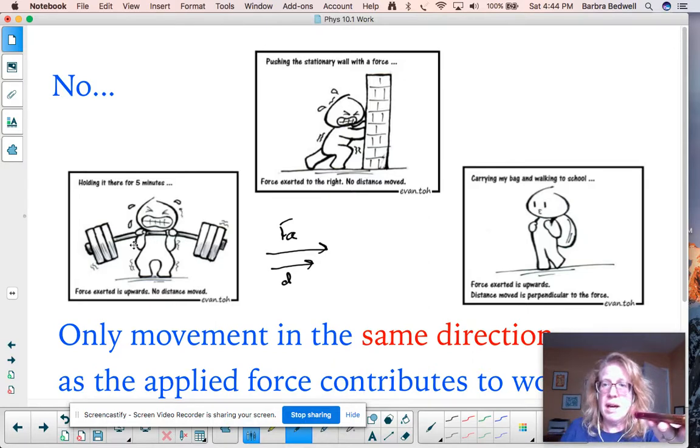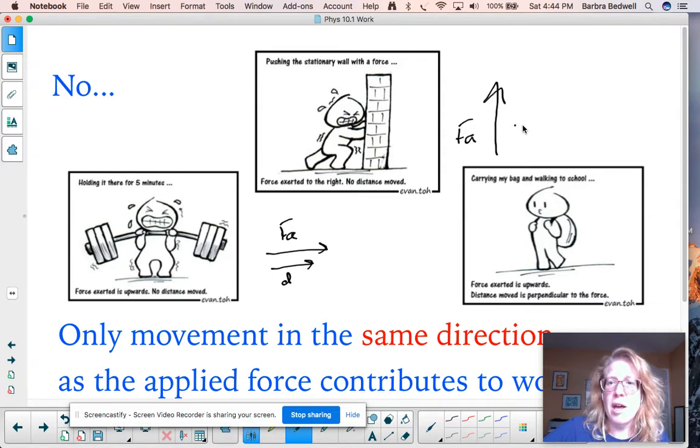Same thing with carrying my bag and walking to school. Now, this is definitely a little bit weird. I had to do work to lift it, but if I'm moving my phone this direction, I'm really not doing a lot of work to move it horizontally. Why is that? It's because my force is in the upward direction, but the movement is generally horizontal. So in this particular case, force is this way, Fa, but movement is this way, so those aren't working together. And technically that's not considered work.